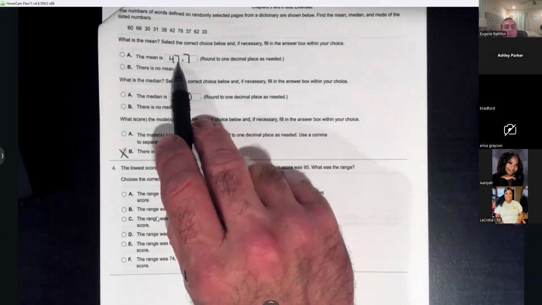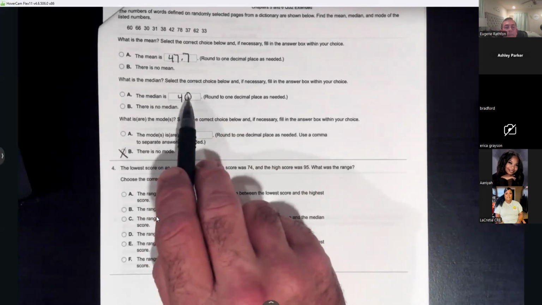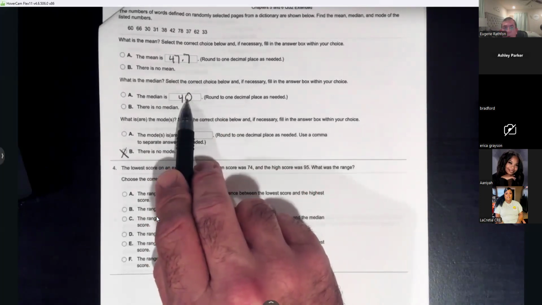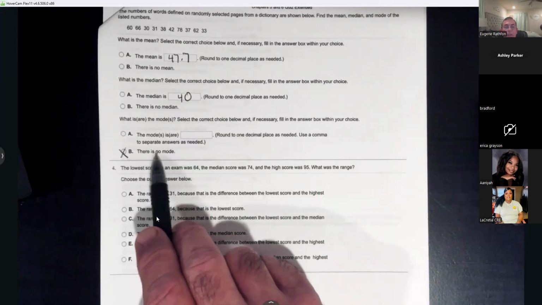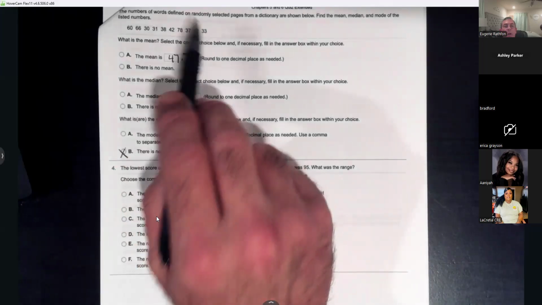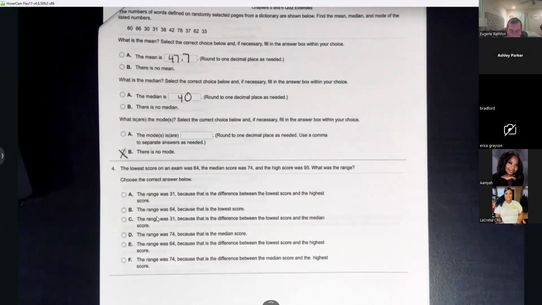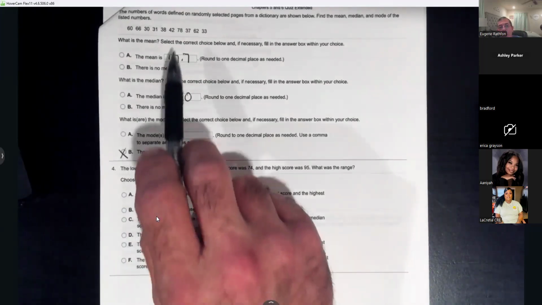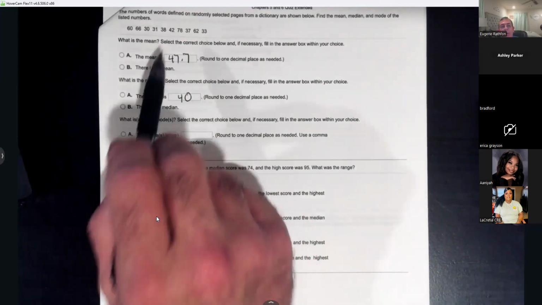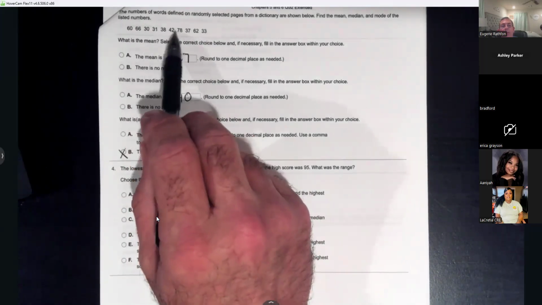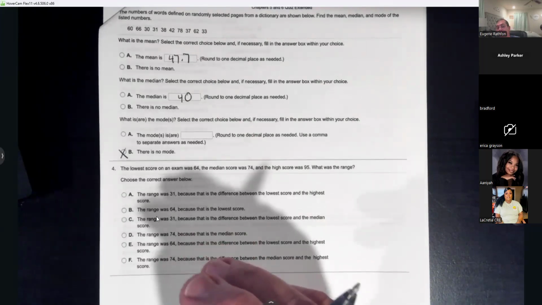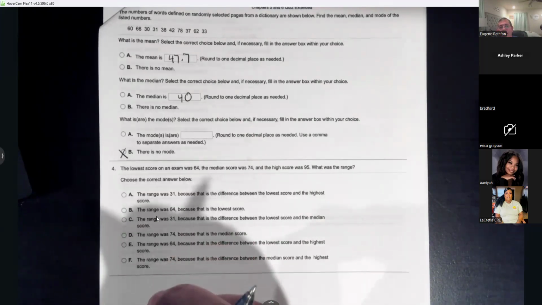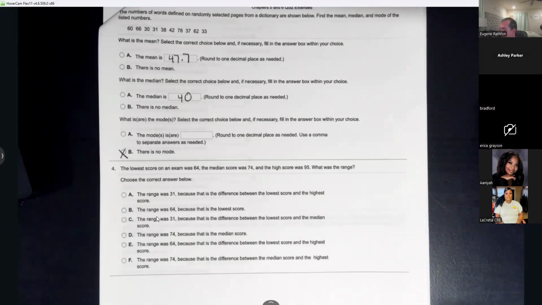All right, y'all. So 47.7 was our mean. 40 was our median, our middle number. And then, like we said, there was no mode because none of these were repeating, okay? Now, y'all, the way they did the median on this, when we had them in order, they took the two middle numbers, added them, divided by 2, and that's how they got that 40, okay?